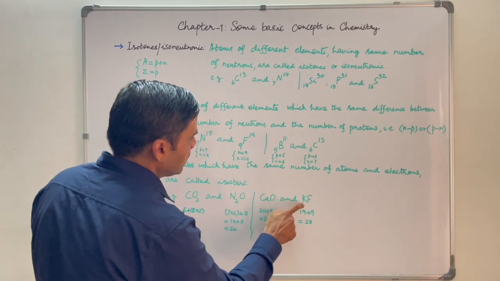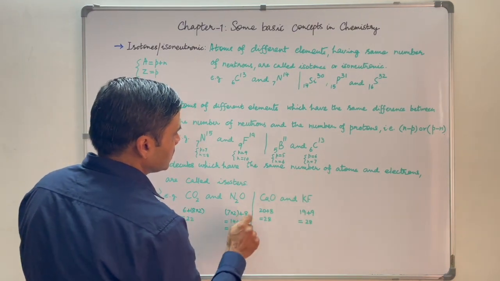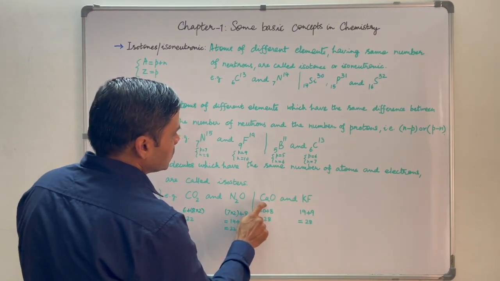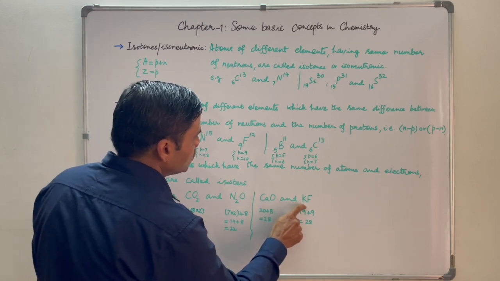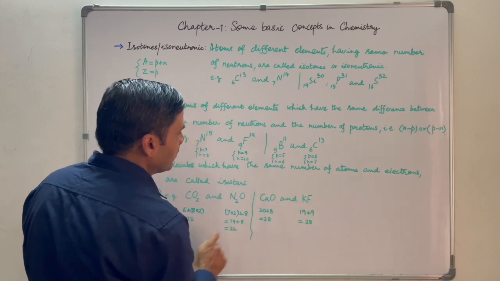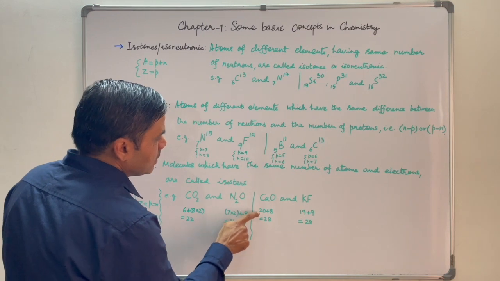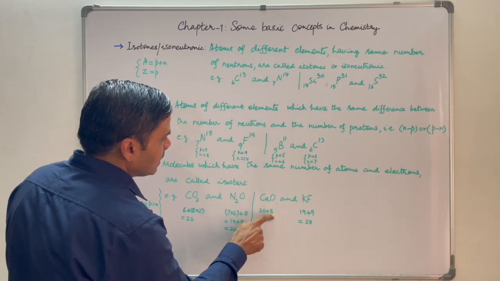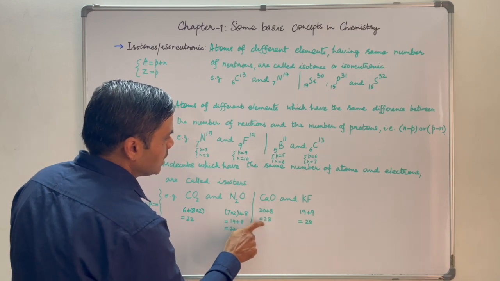Similarly, CaO and KF are isosters. So let us see number of atoms first. CaO has 2 atoms, 1 atom of calcium and 1 atom of oxygen. KF has 2 atoms, 1 atom of potassium and 1 atom of fluorine. Number of electrons in CaO, Ca has 20 electrons and oxygen has 8 electrons. So 20 into 1 plus 8 into 1, that is 28.